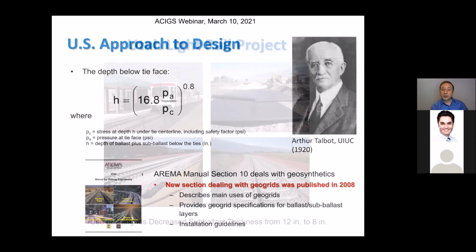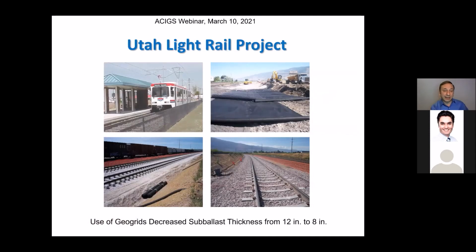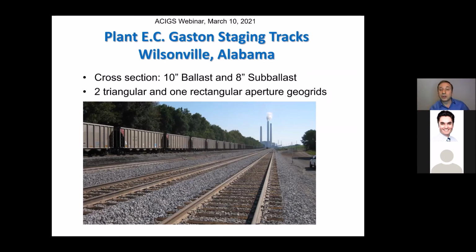And with that option in the US, we have had several projects constructed. For example, this one is the Utah Light Rail project, where with the addition of geogrids the sub-ballast thickness decreased from about 30 centimeters down to about 20 centimeters. So this is one advantage, if not associated with life extension, right? Decreasing or reducing the thickness of the granular layers.